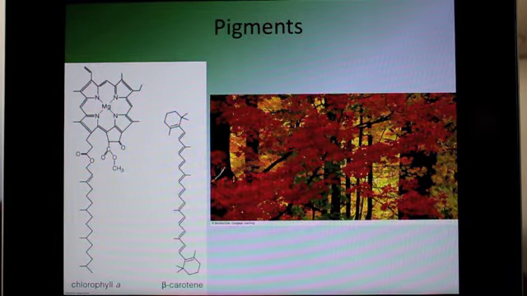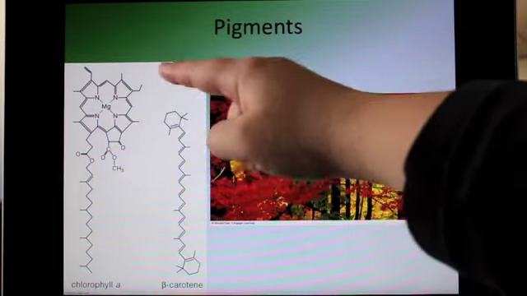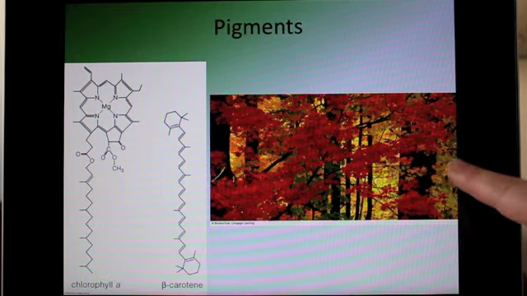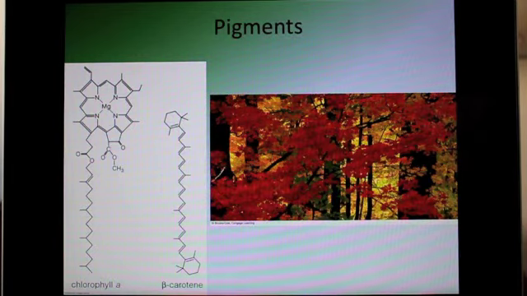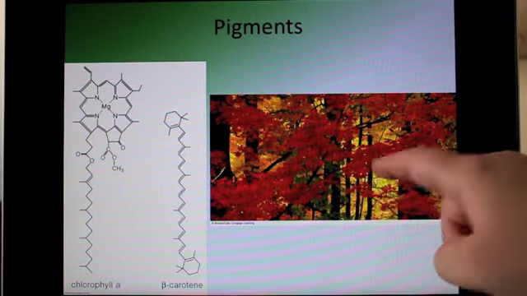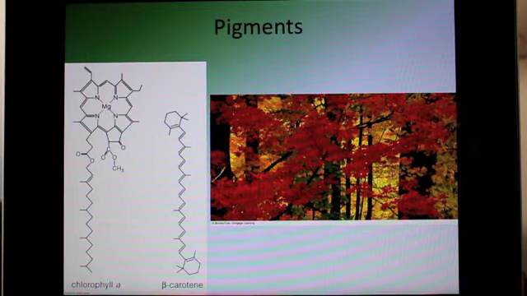Here are some cartoons of these pigments, some drawings. This is chlorophyll A here. This is beta carotene. And here are some maple trees. The ones in back, that's their normal color. And then here in the fall, they're showing their beta carotene.